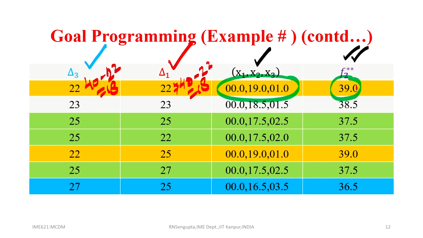and this is 39. So, I should basically use the violet color, because we are following a coloring scheme which is much easier for us to discuss. So, this was 40 minus 22, 18. So, the values of F1, F2 double star and F3 would be 18, 39, 18, and the values of x1, x2, x3 are 0, 19, 1.